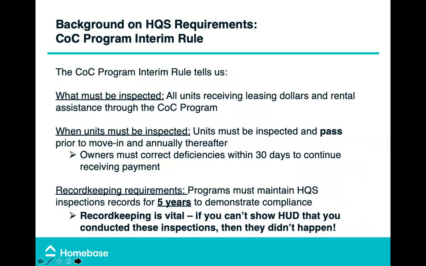And owners have to correct deficiencies identified during inspections within 30 days. It's very important to note that subsidies cannot be paid for housing that fails housing quality standards inspections unless owners correct those deficiencies within the 30 days from the initial inspection and the program verifies that all deficiencies have been corrected. Programs have to maintain HQS inspection records for 5 years to demonstrate compliance.